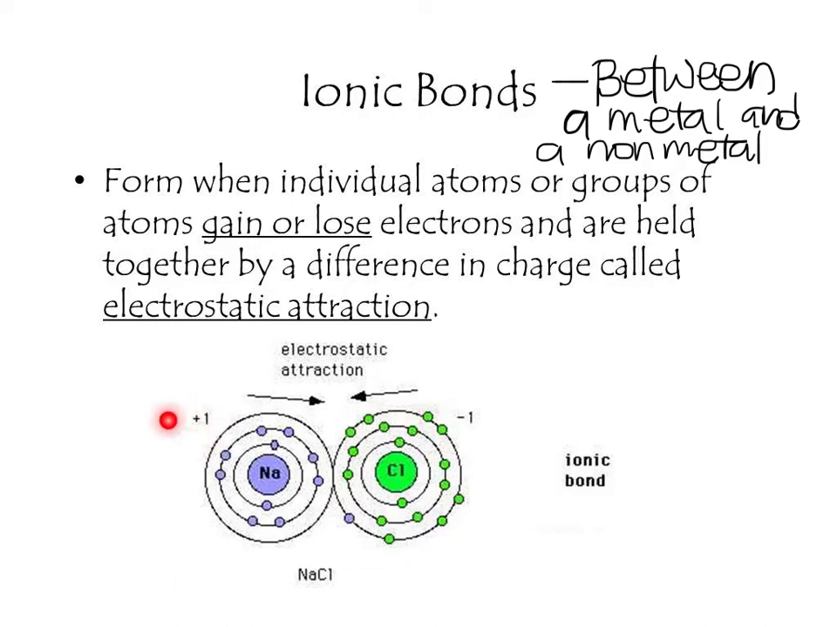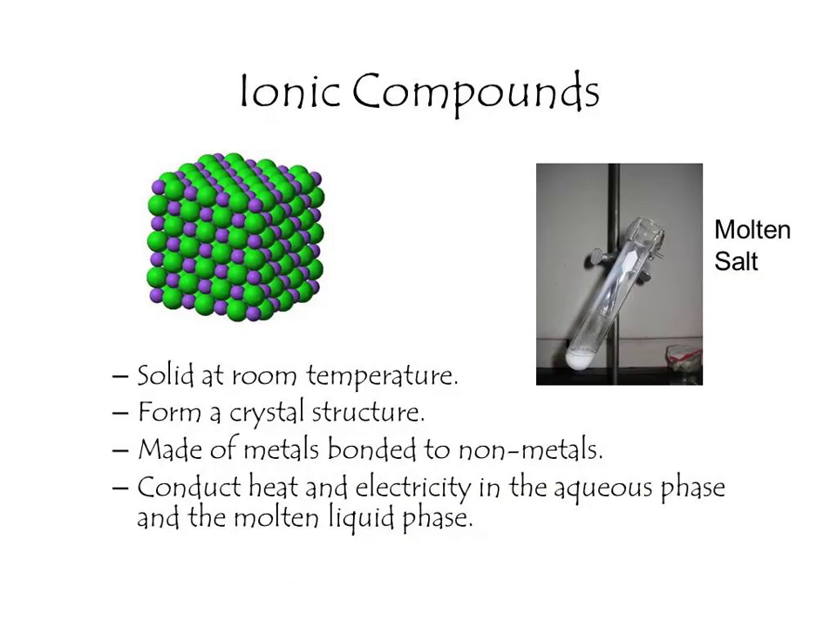Now, because they both have a positive and a negative charge, they are going to have what is known as electrostatic attraction, because now you have a positive charge being attracted to the negative charge. And that is what causes ionic bonds to have such a strong bond. Now, ionic compounds are solid at room temperature. They form crystal structures. Again, they're made of a metal bonded to a nonmetal. And they can conduct heat and electricity only when it is in the aqueous stage. So that means you have to dissolve it in water, or when it's in the molten state. So you have to heat it up until it's liquefied. So it's in a liquid state.